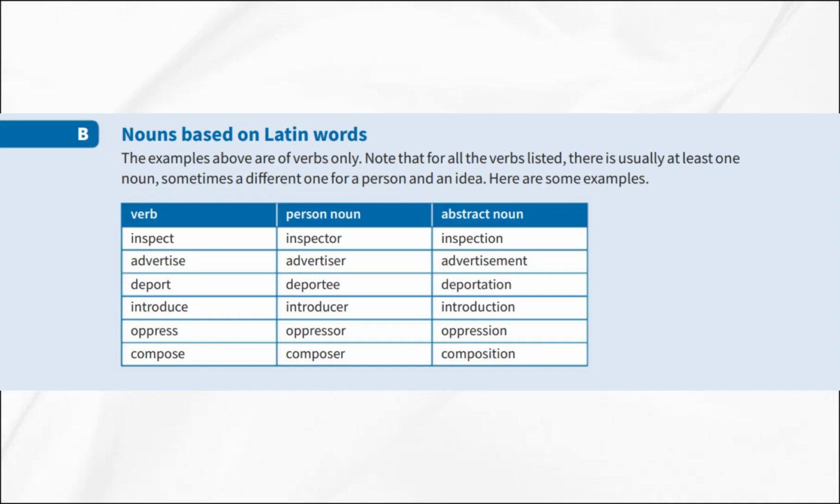Nouns based on Latin words. The examples above are of verbs only. However, for all the verbs listed, there is usually at least one noun, sometimes a different one for a person and for an idea. For example, from the verb inspect, we have the person noun inspector and the abstract noun inspection. From advertise, we have advertiser and advertisement.